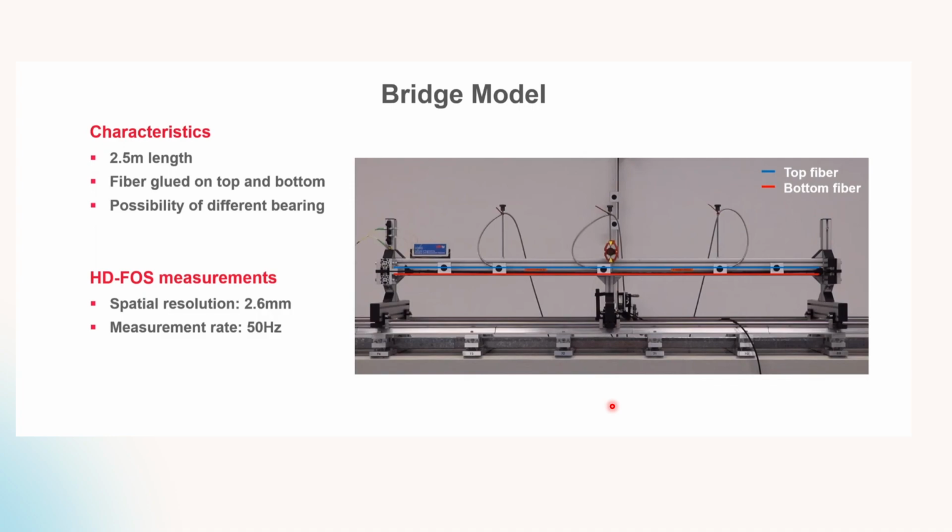In the study they have the bridge model, which is a simulation one. The characteristics of the bridge model they used in the lab environment is 2.5 meter length, then fiber glued on top and the bottom of the model. Then a possibility of different bearing. Then HDFO's measurement. The spatial resolution is 2.6 millimeter, and then the measurement rate is 50 gigahertz.